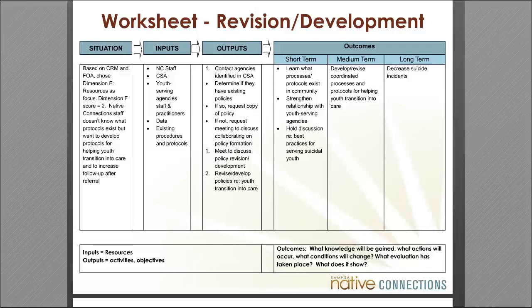So on the right-hand side of this document, we have the short and medium and long-term outcomes that you can see. On the short term, you'll be learning what processes and protocols exist in the community. You'll strengthen relationships with youth-serving agencies. You'll hold discussions, hopefully on a regular basis, to learn more about best practices for serving suicidal youth. At the midterm, you'll develop and revise coordinated processes and protocols for helping youth transition into care. And in the long term, you'll decrease suicide incidents.